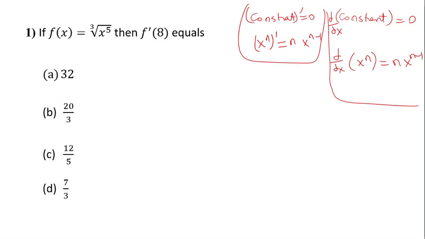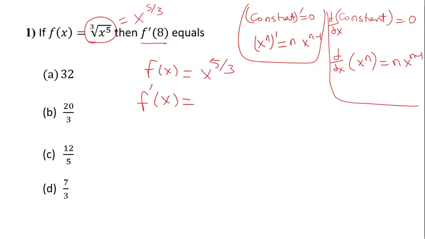So here, how can we take the derivative? First, in order to calculate this, we have to find f prime of x. So let's write this function using the rules we have. If we can write this as a power of x, then we can use the power rule. The best way is to write this as a power of x. So this will be equal to x to the 5 over 3.